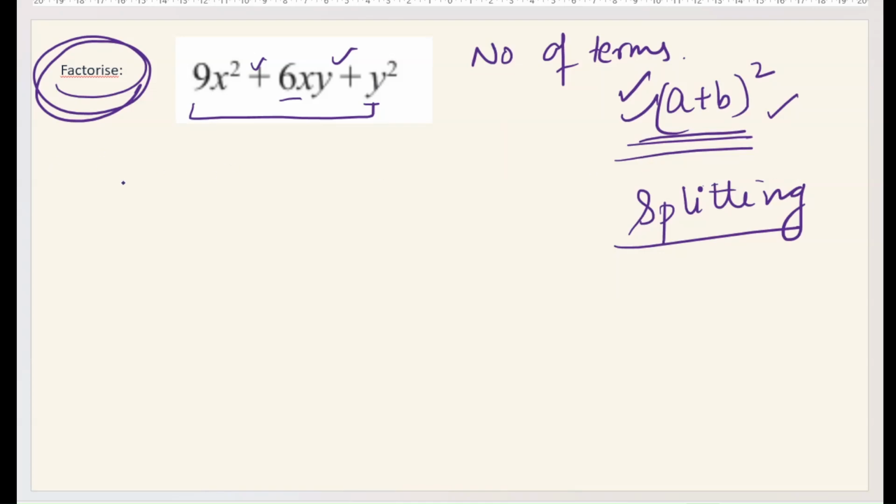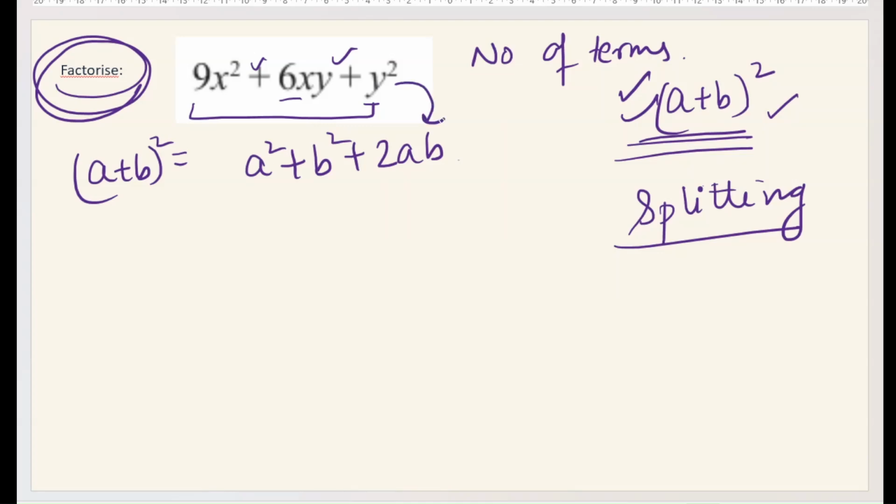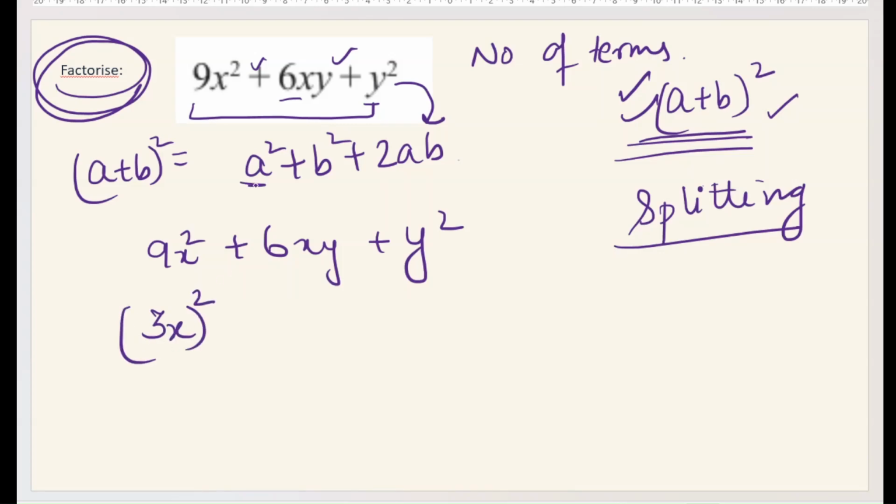So what is (a plus b) whole square? (a plus b) whole square equals a square plus b square plus 2ab. Okay. So now we'll try to make this in this form. So 9x square plus 6xy plus y square. Now 9x square: 9 is 3 square and x whole square. So the first term, a square, we have achieved. Plus y square means b square also we have achieved.